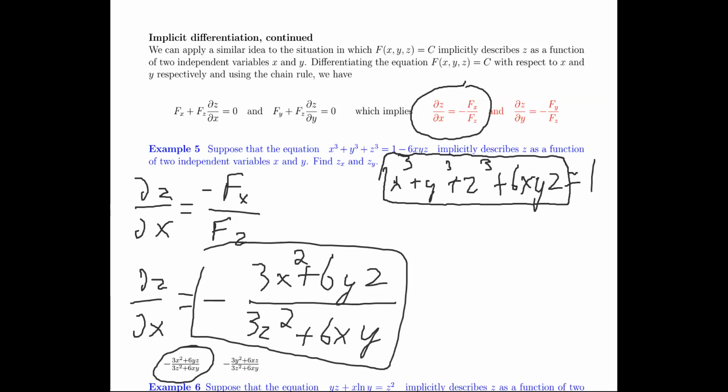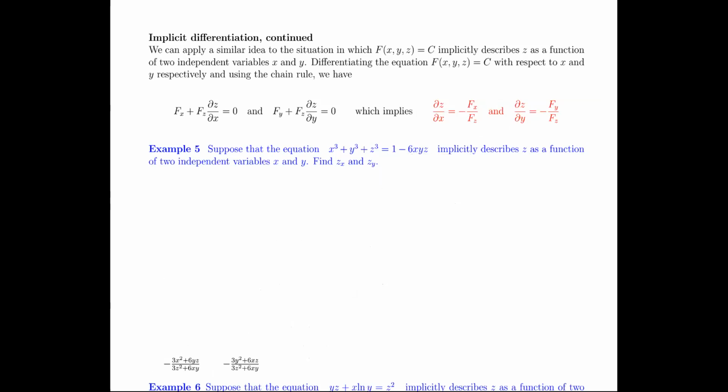I'm going to let you work out the partial derivative of z with respect to y on your own. You just use this formula right there on the right. So go ahead and take time to do that on your own, and then move on to this final example 6 here.